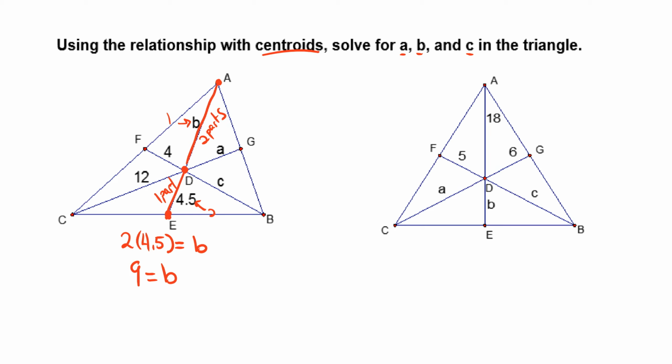Let's look at trying to find out C. Let's see if we can find the value of C. So if we look, our 1 part from the midpoint to the centroid, that's 4. That's 1 part. And then from the centroid to the vertex, our 2 parts, that's C. So what we can say is that 2 of these makes 1 of those. So 2 times 4 makes 1 C. So that means C is equal to 8.